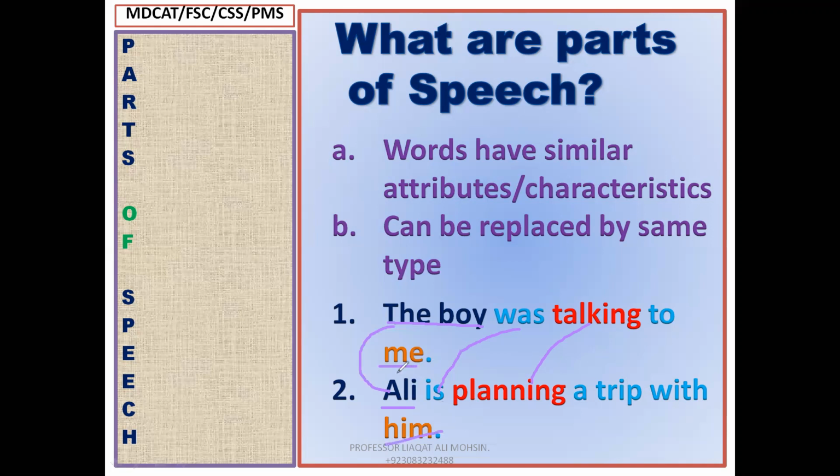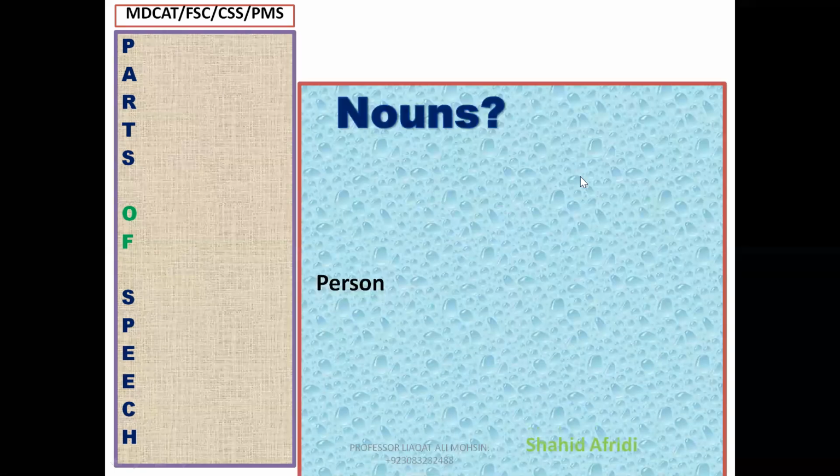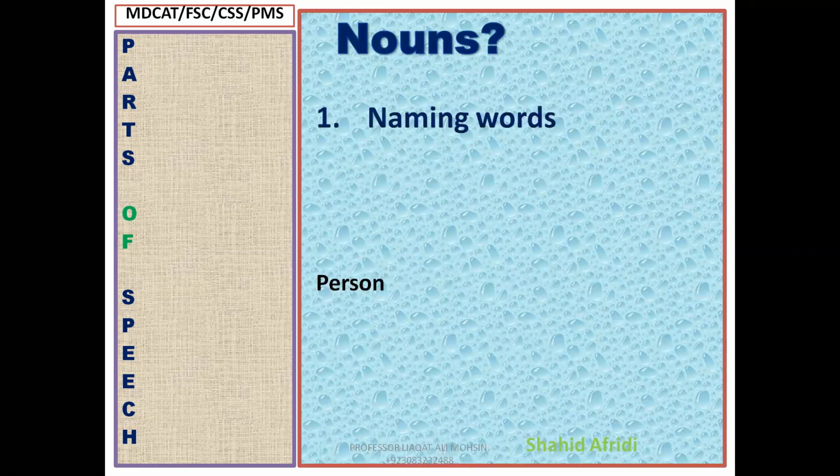These are the relationships. These are the similar attributes which are the essence of parts of speech. Now, we can understand from this example that nouns have similar functions and they can be replaced with each other or one another. Now see, what are nouns? As the name is evident, nouns are the naming words.